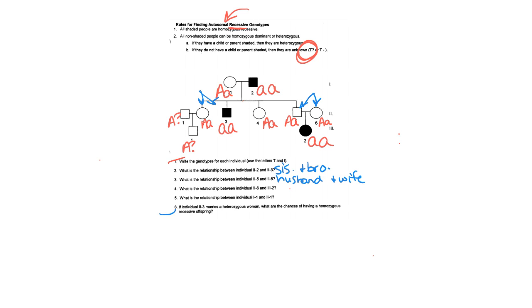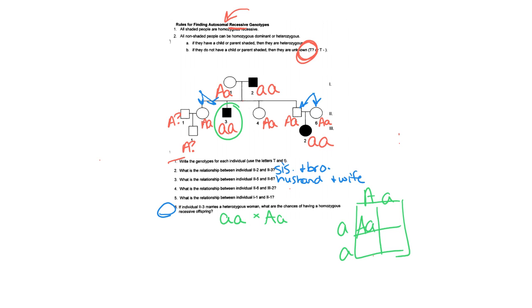Okay, so let's jump down to number 6. Individual 2, 3, this one right here, marries a heterozygous woman. What are the chances of having a homozygous recessive offspring? So again, I Punnett square this out. And their chances of having a homozygous recessive offspring are 2 out of 4, 1/2, 50%, 0.5.